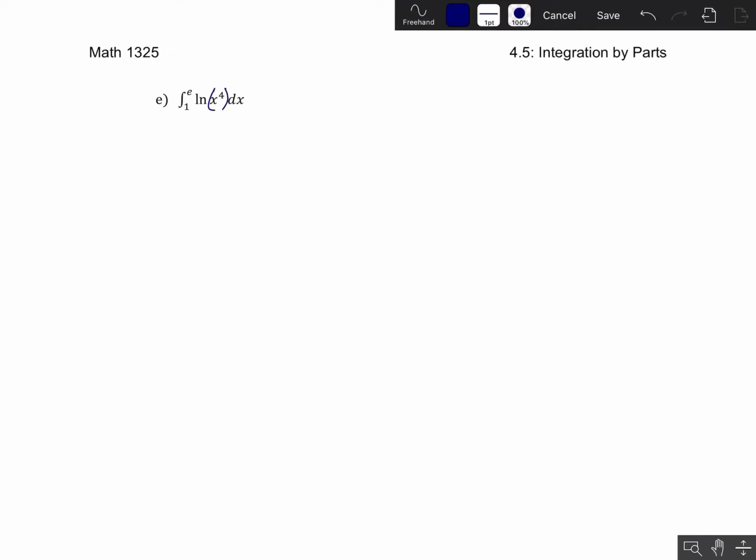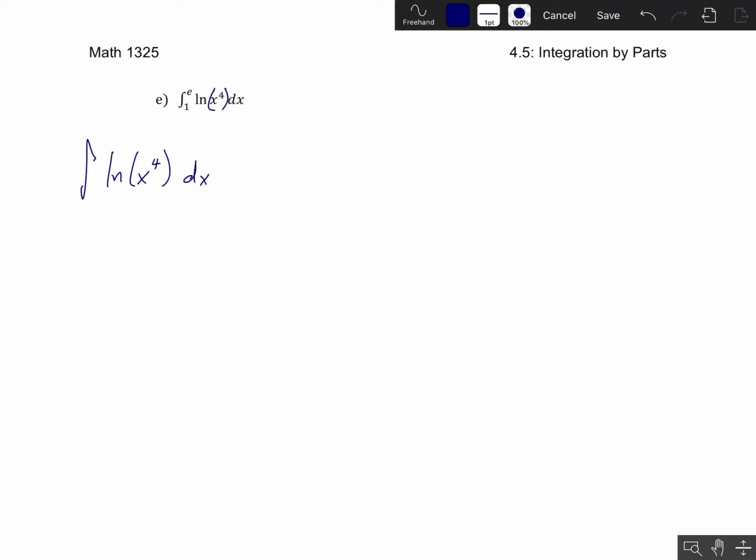Now we don't know how to integrate ln of something without using integration by parts, but integration by parts will help. So we will be able to integrate this. So let's first worry about integrating, and then I'll tell you what to do about these integral bounds in a second. So let's first focus on integrating ln of x to the fourth dx.